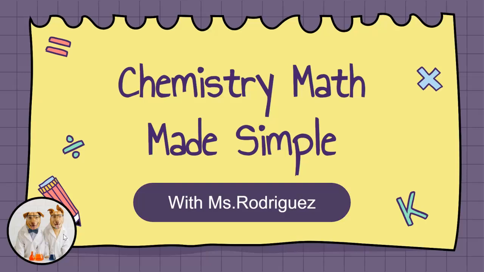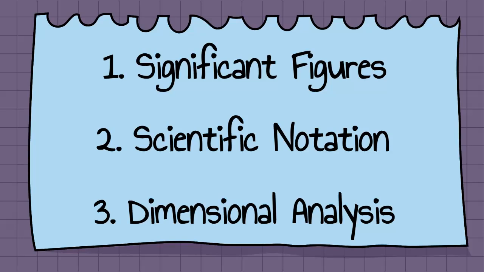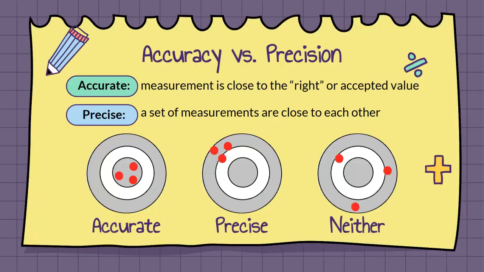Rodriguez, and today we're going over everything you need to know about the pre-mole unit in high school chemistry. So today we're going over significant figures, scientific notation, and dimensional analysis. But first, let's start with some definitions. What is the difference between accuracy and precision?